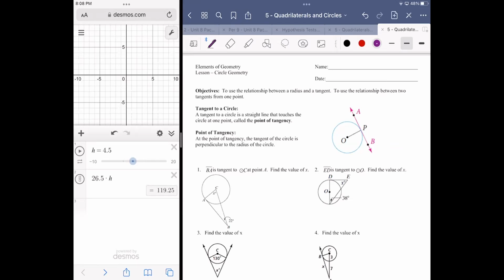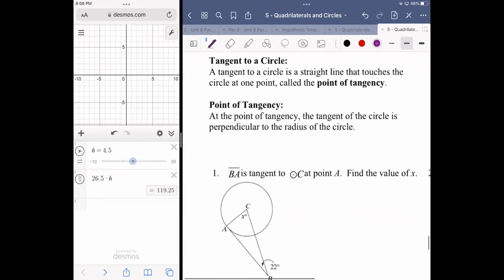Tangent to a circle: a straight line that touches the circle at one point is called the point of tangency. At the point of tangency, the tangent of the circle is perpendicular to the radius of the circle. Perpendicular lines form right angles.